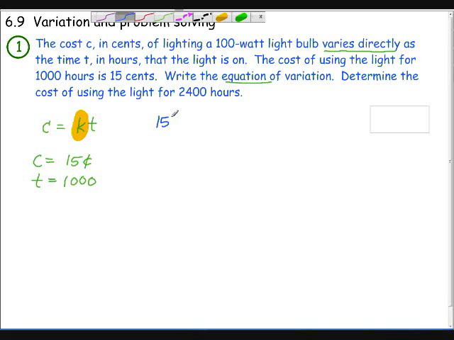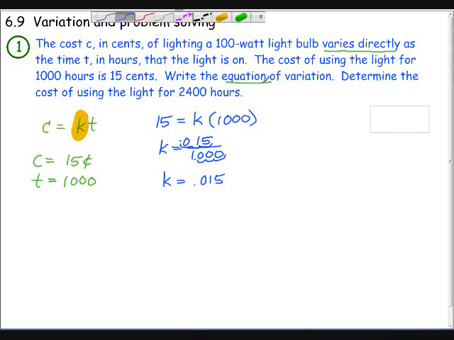15 cents equals K times 1,000. So my K is 15 over 1,000. We might also write it as a decimal, right? I move my decimal place 3 places. So I'd have 0.015. Two different ways I could write it, as a fraction or as a decimal.